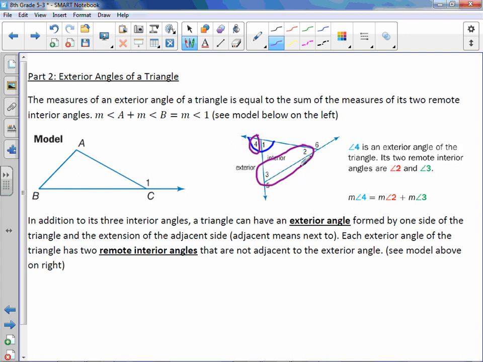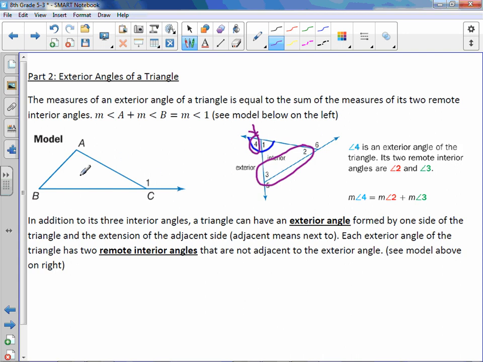Now we would call 3 and 2 remote interior angles. Okay? And they would be remote interior to angle 4. So think of a TV remote. You use the remote to change the channels from a distance. Okay? So remote means somewhere far away. So 3 and 2 are far away from angle 4. So they are the remote angles, and because they're inside, they are also remote interior angles.